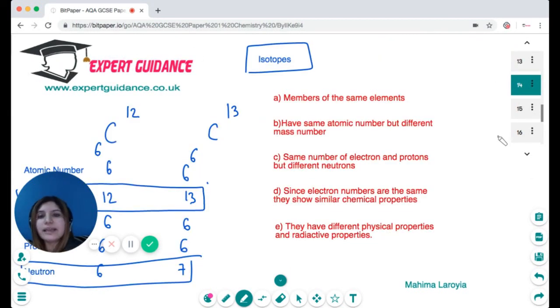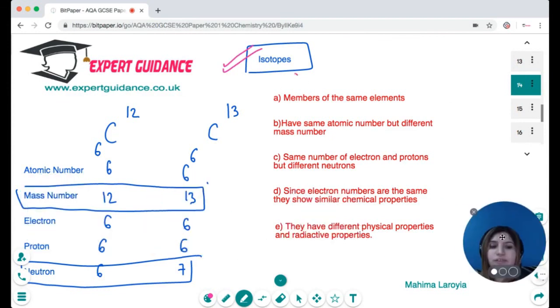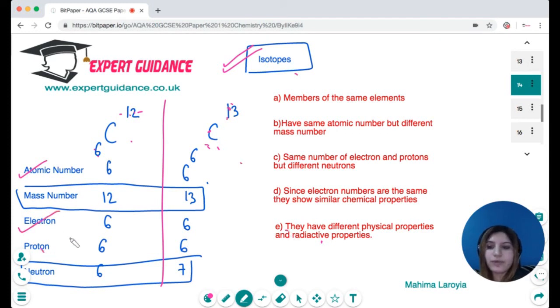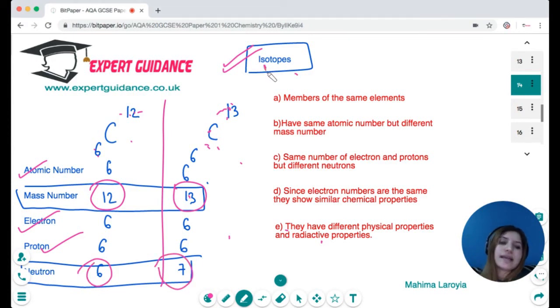Okay, now next is the last concept. What are isotopes? Now if you see in this, I have made 2 tables. They both have carbon with the same bottom number but different top number. Now since the bottom number is the same, the atomic number is the same for both of them. Electron number is the same for both of them. Proton number is the same. Now what changes is the mass number, which is 12 and 13. And since the mass number changes, the neutron number changes. This is the concept of isotopes.